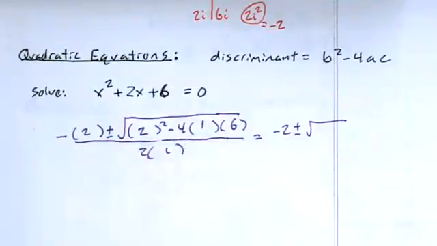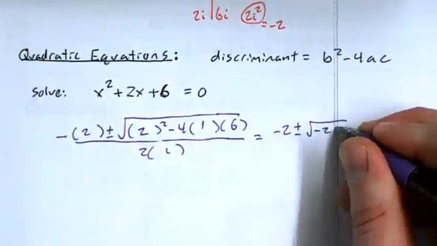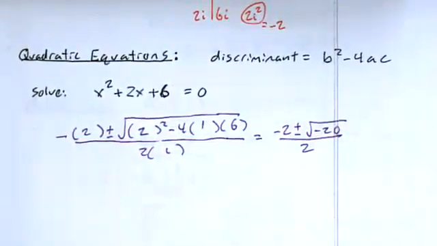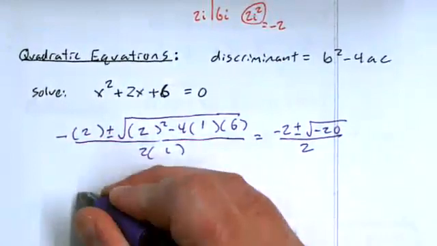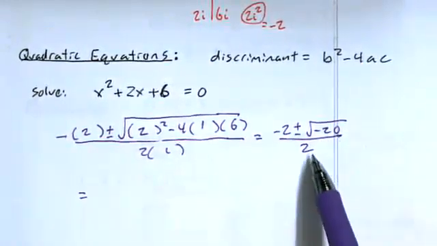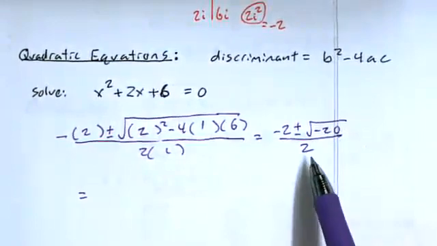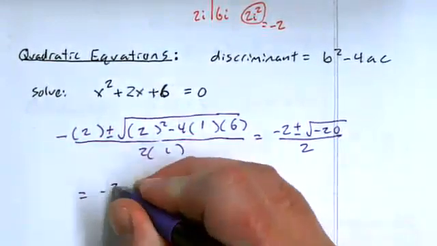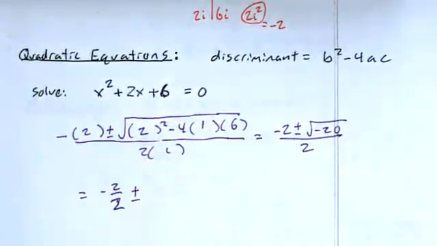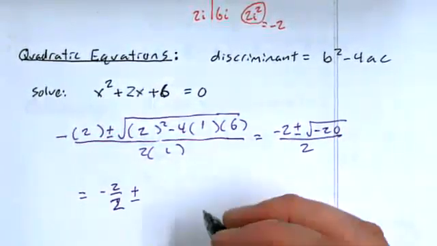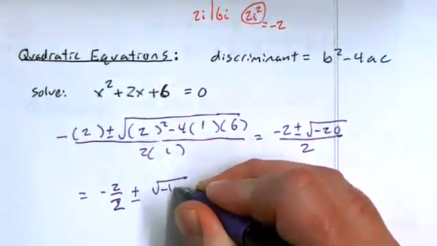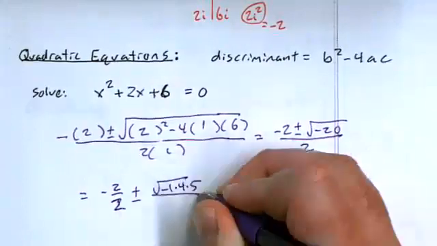Or minus 24 is negative 20. The other big piece of advice I would give you is once you get it to this point, go ahead and split it up into 2 fractions. All right, square root of 20. That's negative 1 times 4 times 5.